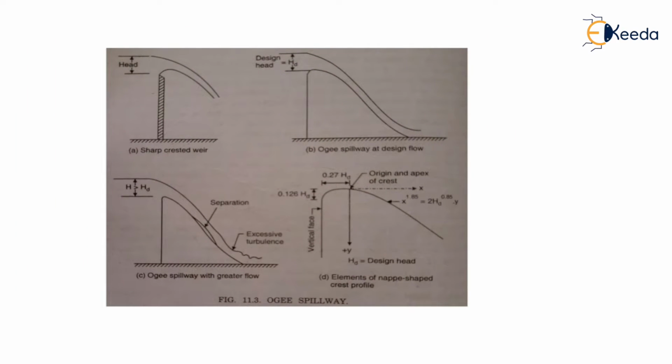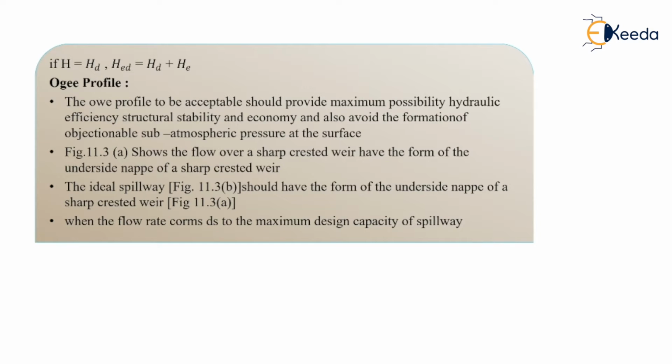So let's see one by one. I hope you understand all the four head parameters, as well as how we are going to decide the high overflow and low overflow spillway. So let's start with the Ogee profile. Generally, an acceptable Ogee profile should provide maximum possible hydraulic efficiency, structural stability, and economy, and it should also avoid the formation of objectionable subatmospheric pressure at the surface. If such a profile is there, we can say that yes, this is an Ogee profile.